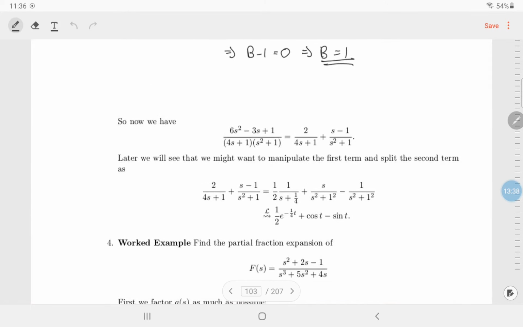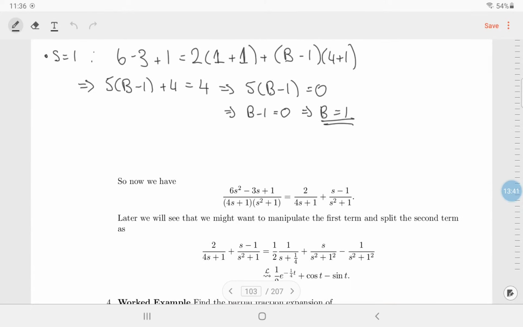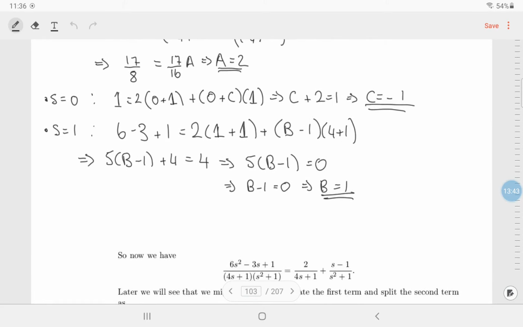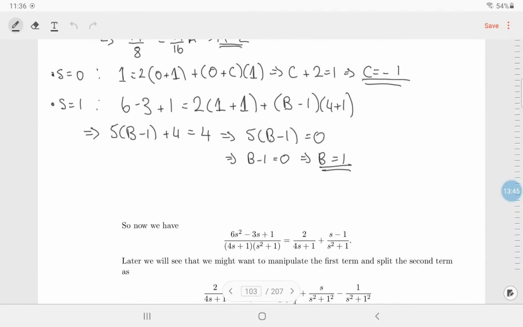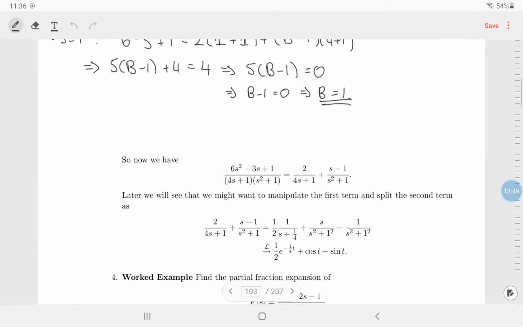So what actually happens now, that's the a was 2, that's the a over 4s plus 1, the b is 1, so it's 1s, and the c is minus 1, so you get here. So later on, you've written it as a sum of simpler terms. What we're going to do is you need to manipulate the first term a little bit.